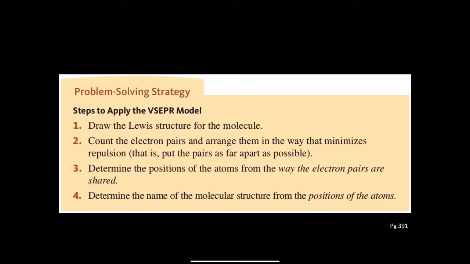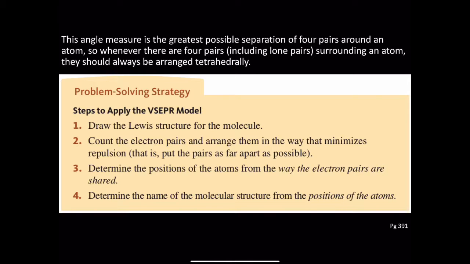Then we'll determine the positions of the atoms from the way the electron pairs are shared, and finally determine the name of the molecular structure from the positions of the atoms. So here are 4 steps that will be really helpful. The other thing too is there are some great examples of all of this in your textbooks, so I'd highly encourage you to follow along and try to complete some of those with your textbook examples.